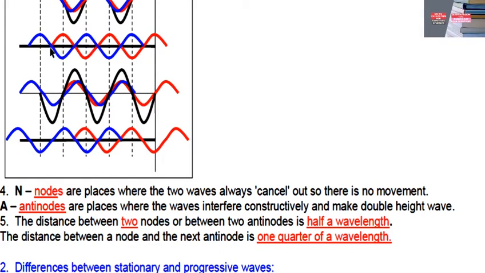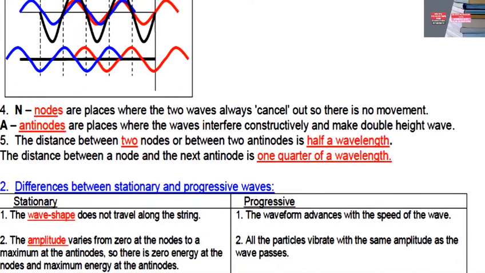Again, the distance between a node and an antinode is lambda over 4. Since this one to there, between two nodes, it will be lambda over 2. So it should be lambda over 4 plus lambda over 4, which is lambda over 2. So the distance between a node and the next adjacent antinode is a quarter of a wavelength.